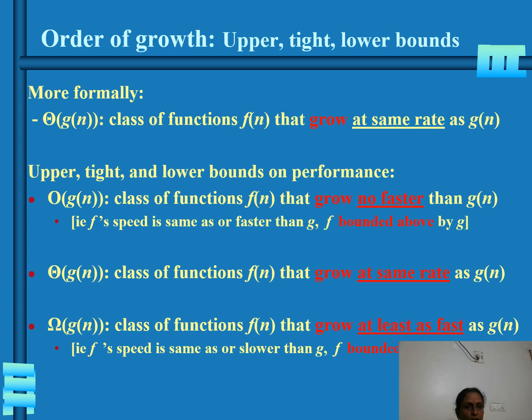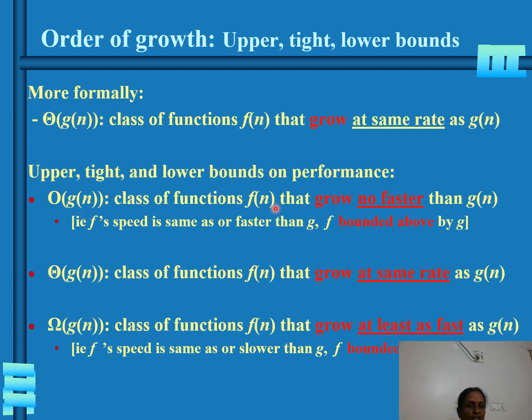So as I said, the asymptotic order of growth has three notations. One is the big O notation, another is the omega notation, and the third is the theta notation. All these three notations describe the upper bound, lower bound, and tight bound of an algorithm. The big O notation specifies the upper bound of an algorithm.